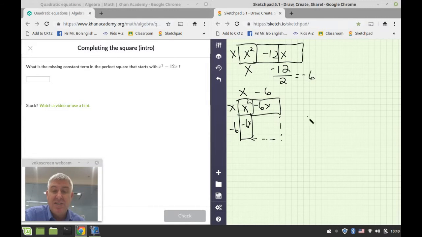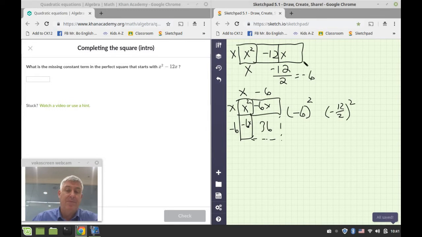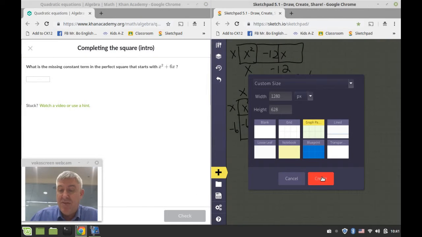So what is the missing constant term? The missing constant term is here, and that's negative 6 times negative 6, or negative 6 squared, or negative 12 divided by 2 squared. Okay, negative 12 divided by 2 squared, and that is 36. So our answer over here is 36. Your numbers will probably be different than mine, but you can do your own problems, follow the same method.